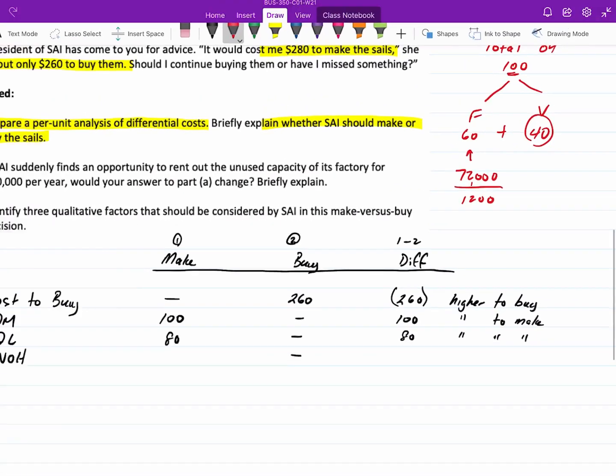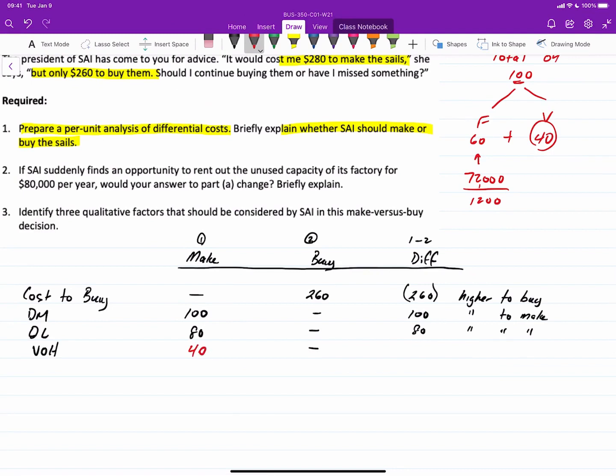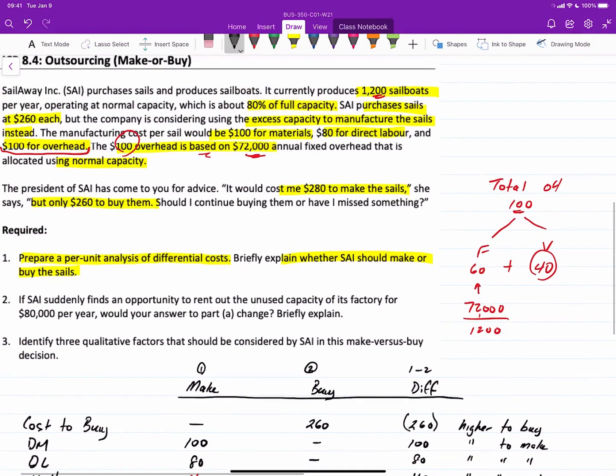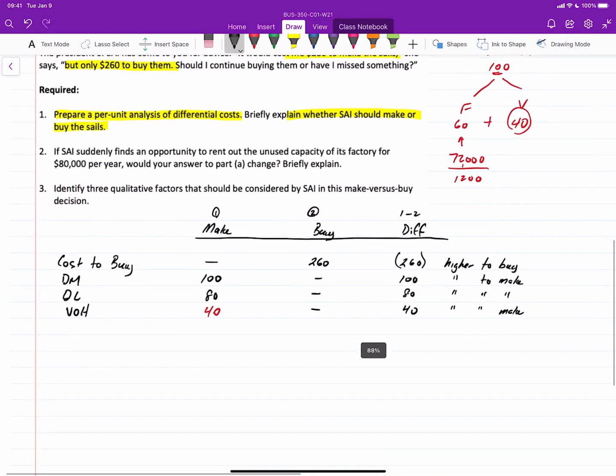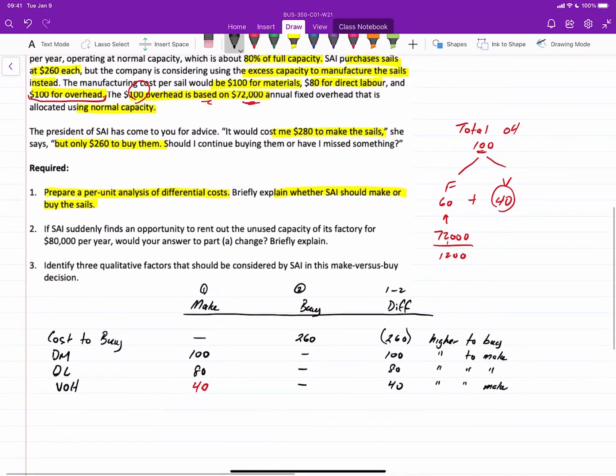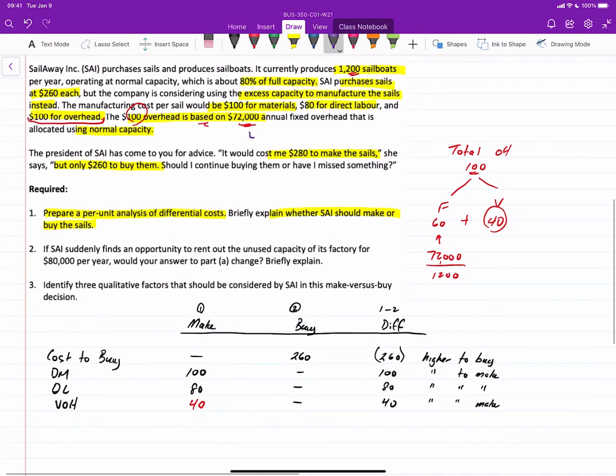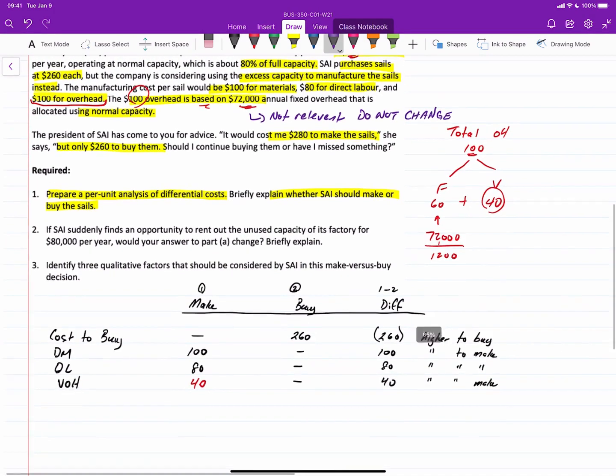So we can now go and say our cost to make includes variable overhead cost of $40. When we take 40 minus 0, that is a difference of $40, and this is higher to make. In this question, there is no mention of any change in fixed costs. So the fixed costs are irrelevant. In this question, fixed costs are not relevant because they do not change, and we talked about that earlier on in the course.